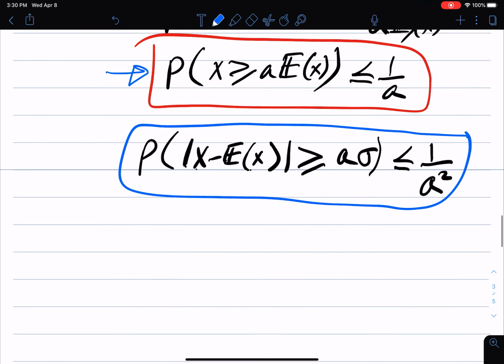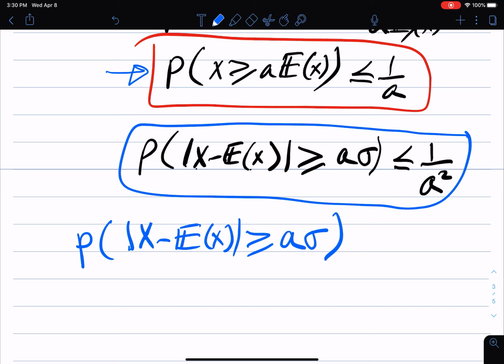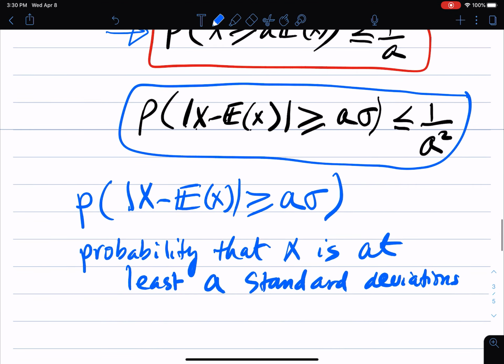So if we want to say this in English, what is this here? P of |x minus E of x| greater than A sigma. What we are saying in English is that this is the probability that x is at least A standard deviations away from the mean.